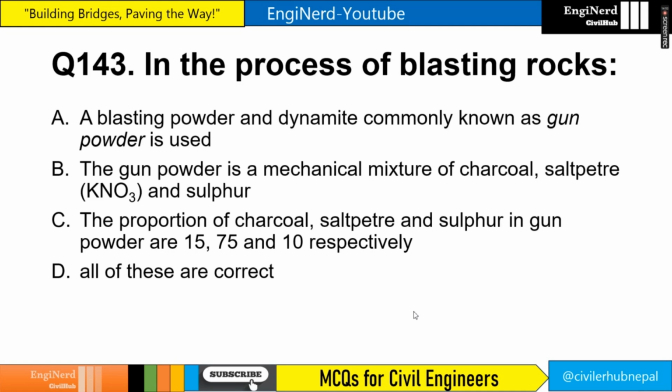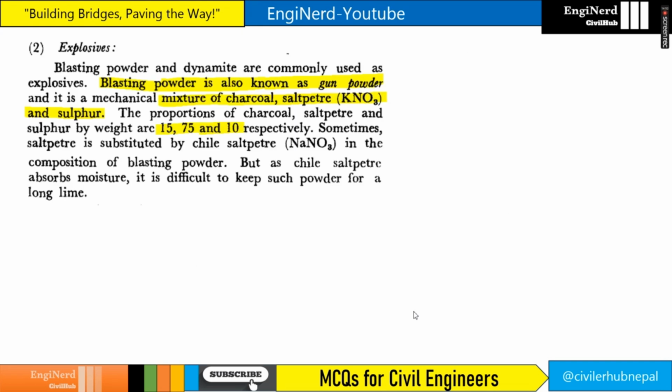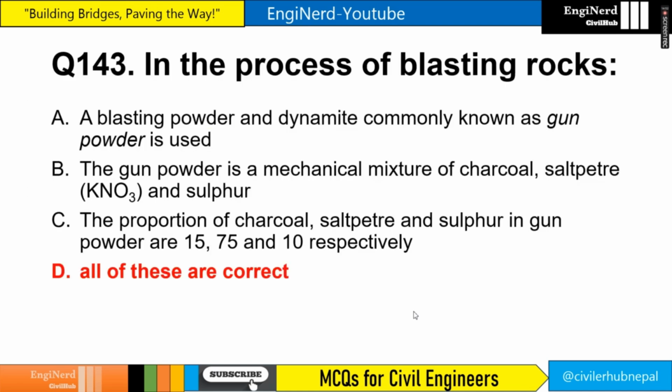In the process of blasting of rocks, blasting powder, commonly known as gunpowder, is used. And gunpowder is a mechanical mixture of charcoal, saltpeter and sulfur. The proportion of charcoal, saltpeter and sulfur in gunpowder are 15, 75 and 10. If you see here, blasting powder is also known as gunpowder and it is a mixture of what? Charcoal, saltpeter and sulfur, and the proportions are 15, 75 and 10, right? So the answer is all of these are correct.